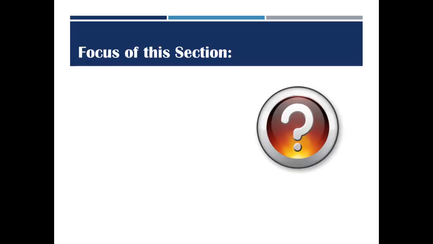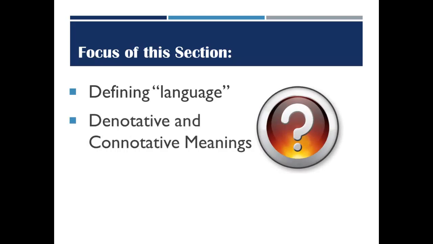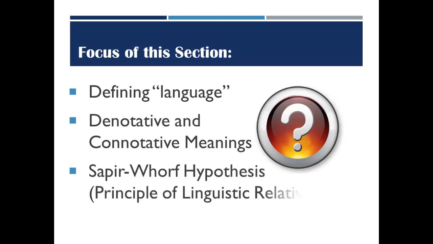Let's start off today by defining language, and then we'll focus on what words mean, specifically the denotative and connotative meaning of words, and a hypothesis that helps us understand how our language affects our perceptions, the Sapir-Whorf Hypothesis, also called the principle of linguistic relativity.